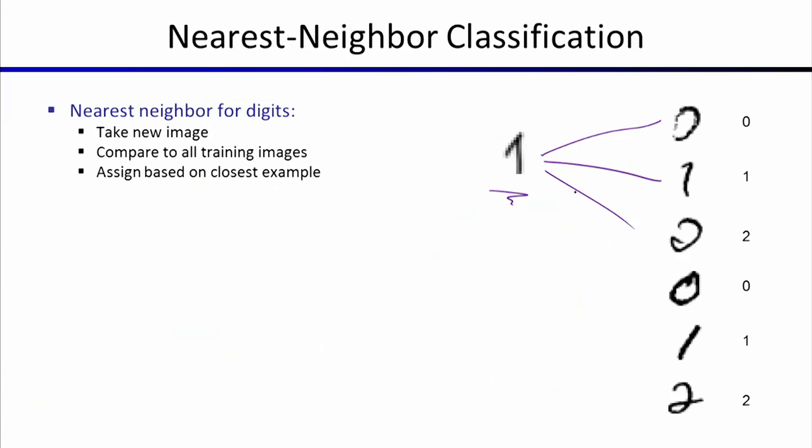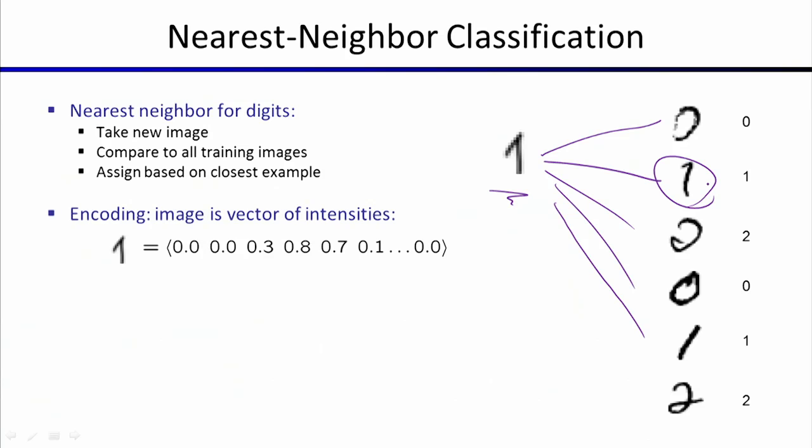And then we'll keep comparing them. And maybe the most similar one is this one. And if the most similar one is that one, we'll say, well, you're most like that example. That example was a 1, so are you. Okay? That's pretty cool.